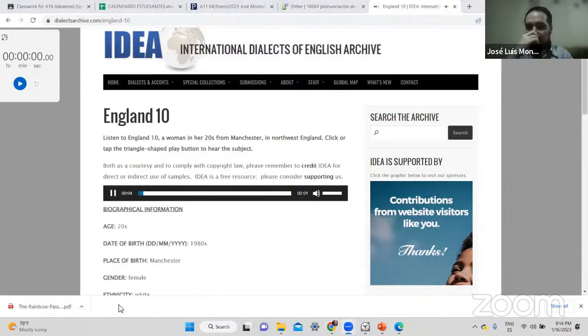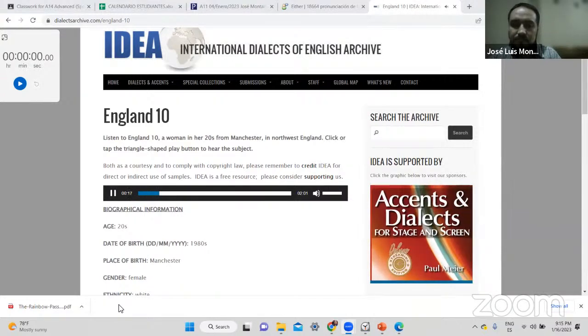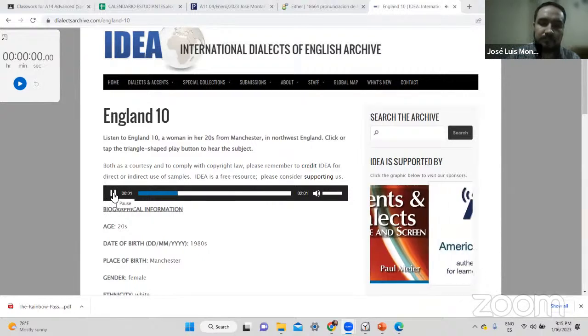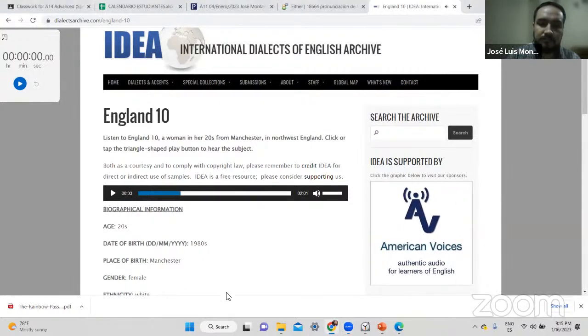Copyright the International Dialects of English Archive. The Rainbow Passage. When the sunlight strikes raindrops in the air, they act as a prism and form a rainbow. The rainbow is a division of white light into many beautiful colours. These take the shape of a long round arch with its path high above and its two ends apparently beyond the horizon. There is, according to legend, a boiling pot of gold at one end. People look but no one ever finds it. When a man looks for something beyond his reach, his friends say he is looking for the pot of gold at the end of the rainbow.